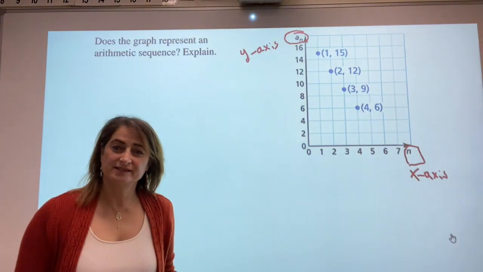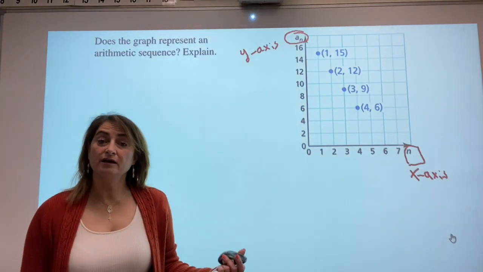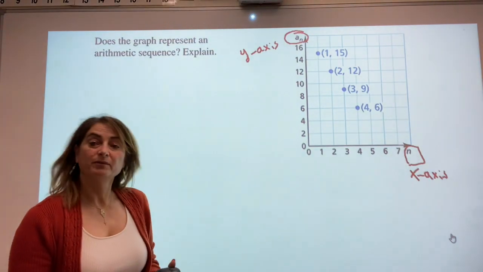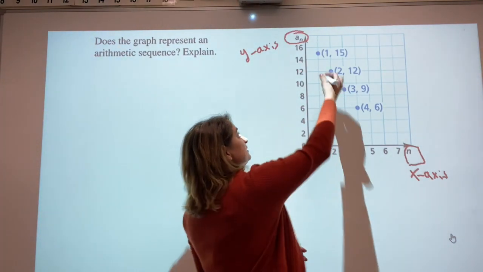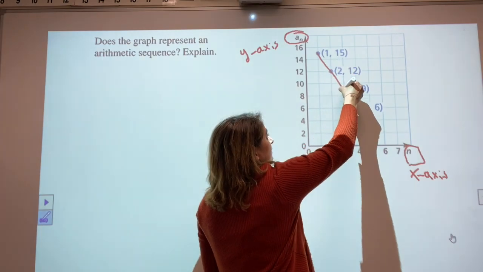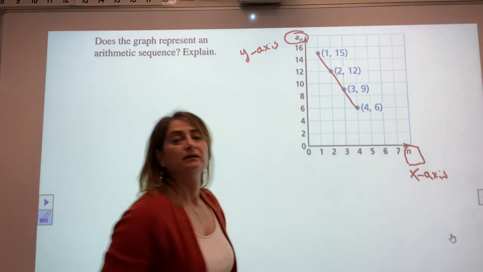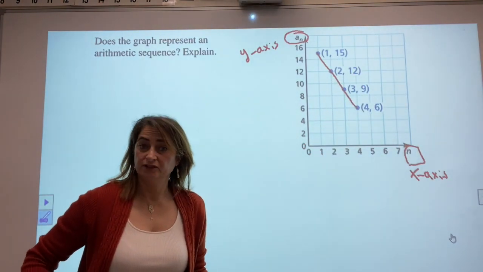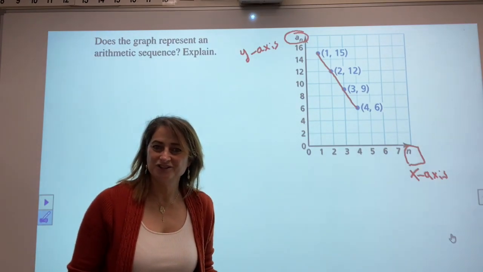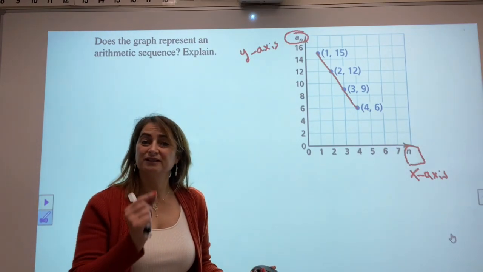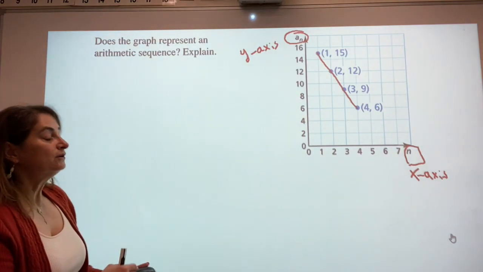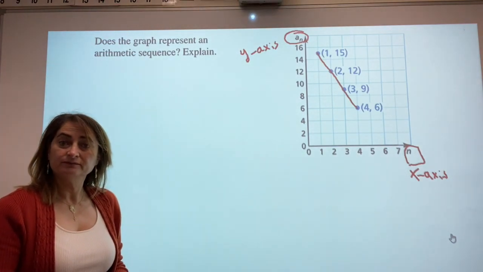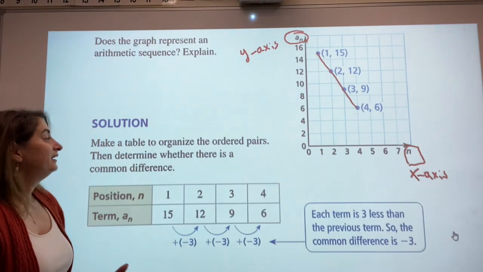Now here's another example. Let's decide if there is an arithmetic sequence from a graph. Notice how all the dots, if I connect them, make a straight line. So it is linear. It does have a constant rate of change, and I will prove to you that the constant rate of change is the common difference. We can organize the data in a table and see what happens.